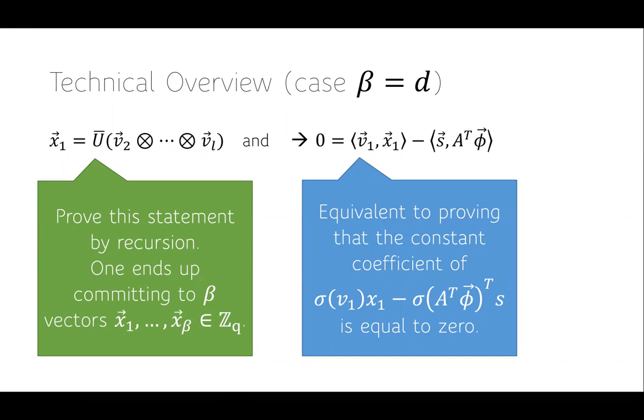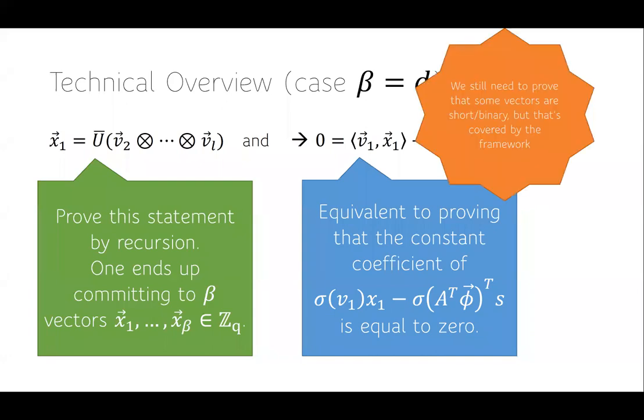Or like theta. Oh, L. Yeah. It should be L. But yeah, obviously we still need to prove that the S has short norm or the VIs have binary coefficients and all VIs have exactly 1, 1, but this can be covered by the framework.